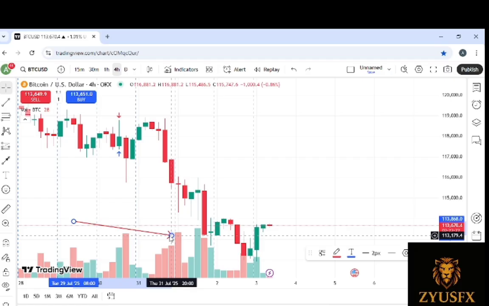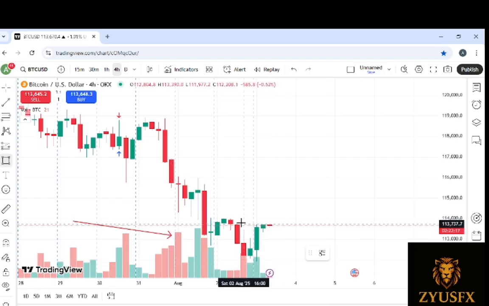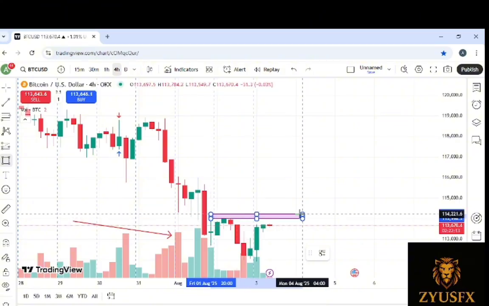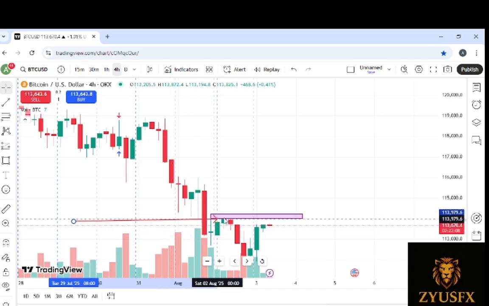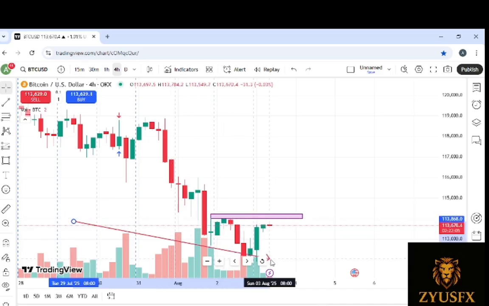So as you all know, the first thing we do when we come to our chart is to mark out our key levels, and this was the last level. This was the last lower high that was created. We expect price to respect this level for us to keep selling the market.